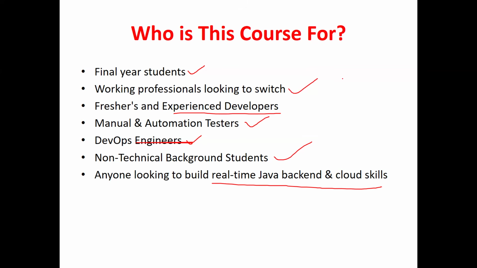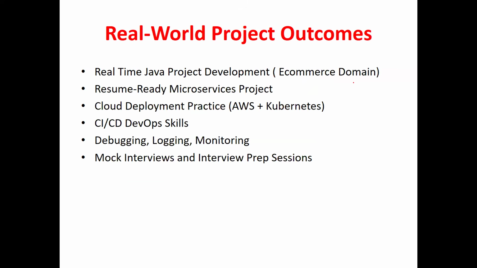By the end of the course, you will do real-time project development; we are choosing the e-commerce domain. You get a resume-ready microservices project using this course, with all the technologies involved that you can keep on your resume. A ready-made resume will also be shared with you, so you can replace it with your own skills. For cloud deployment practice, we are taking only the main important services: AWS with Kubernetes, plus one database, RDS, and EC2 as well.